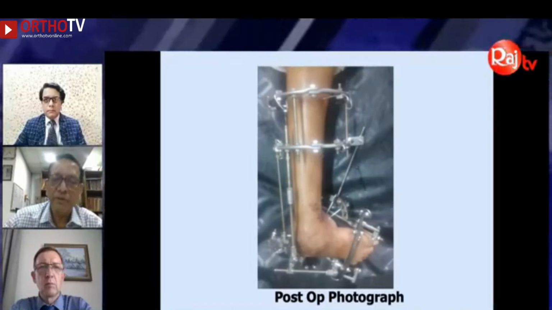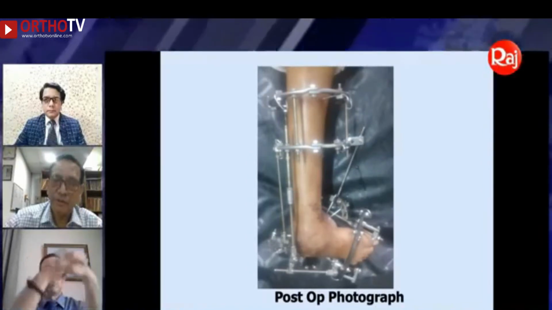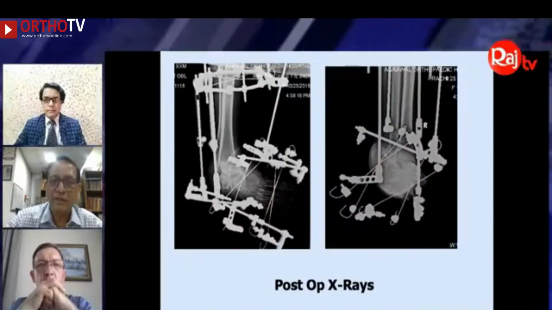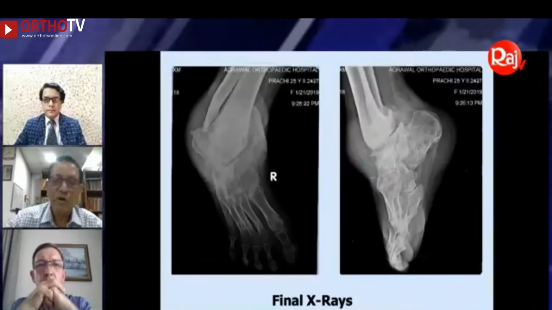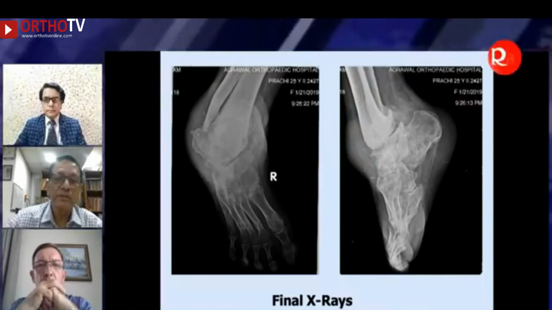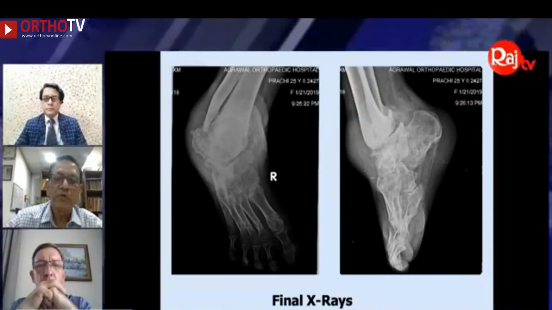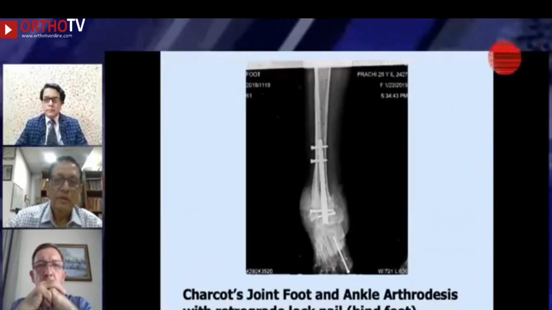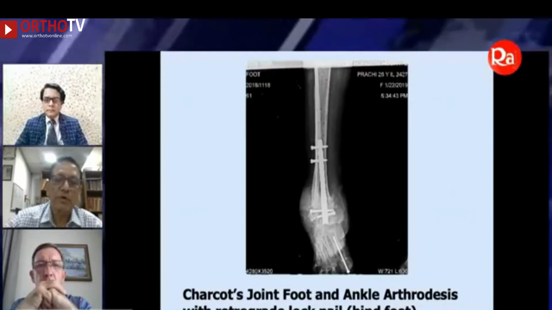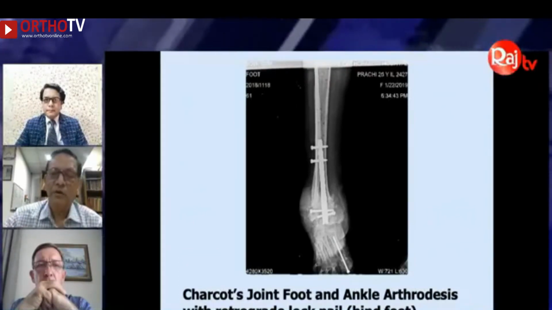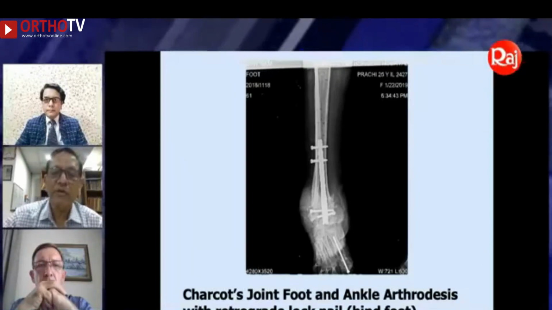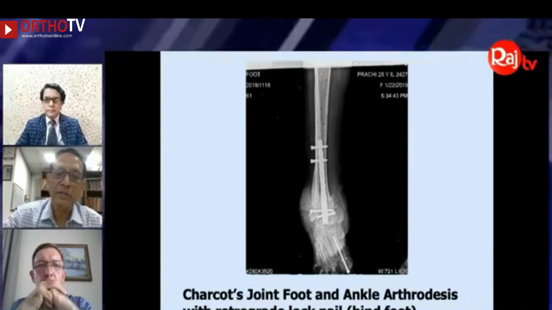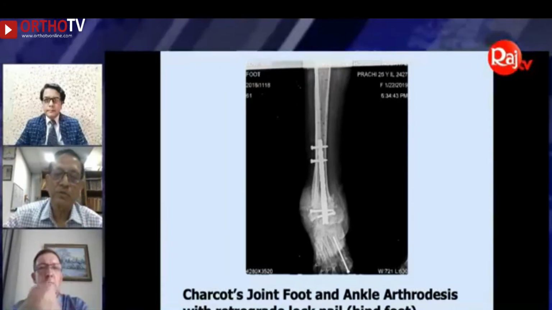We have applied the frame, and gradually we have corrected the deformity. And gradually, when we corrected the deformity, the adduction was corrected. This is the deformity before the final X-ray. We have done the plantar arthrodesis by putting a retrograde nail there. You can see the Charcot joint, foot and ankle arthrodesis, because it was an unstable ankle joint. So after we corrected the deformity, we put the nail there. And you can see in the metatarsal there was deformity, so we put a screw.